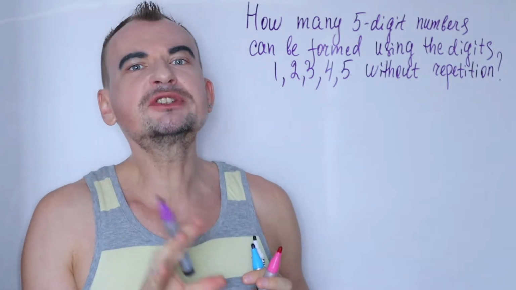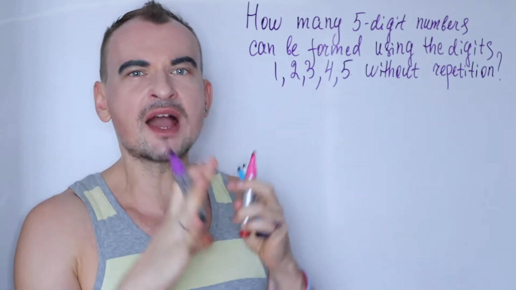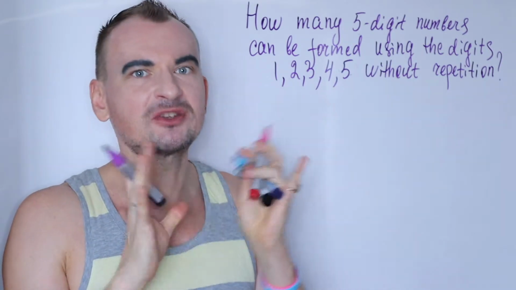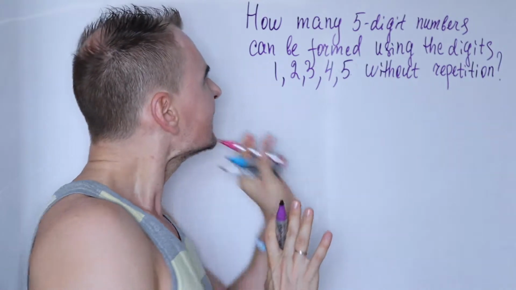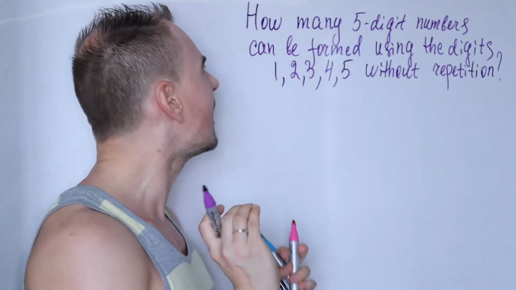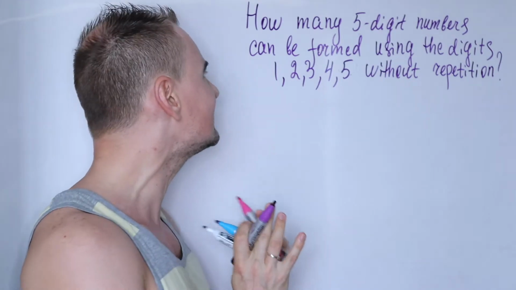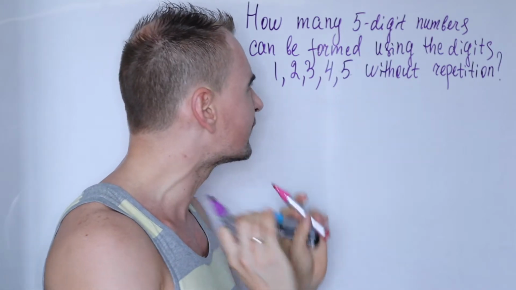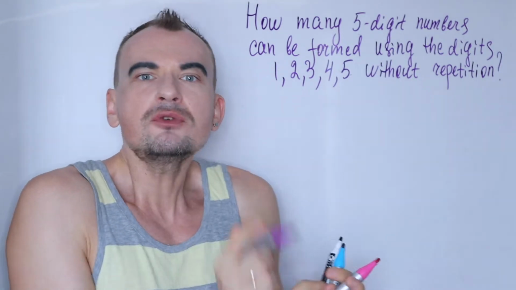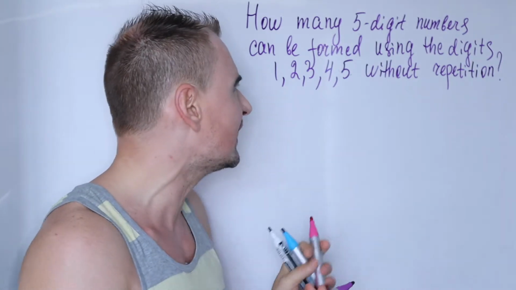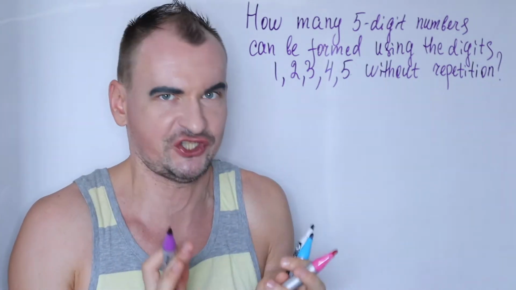Most of the time, permutations come up when you solve word problems involving arrangement of different things. Let's take a look at this one. How many 5-digit numbers can be formed using the digits 1, 2, all the way up to 5 without repetition? Well, you could simply explicitly write all of these combinations, but it would take you ages.